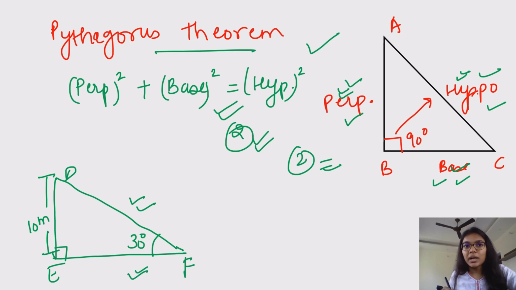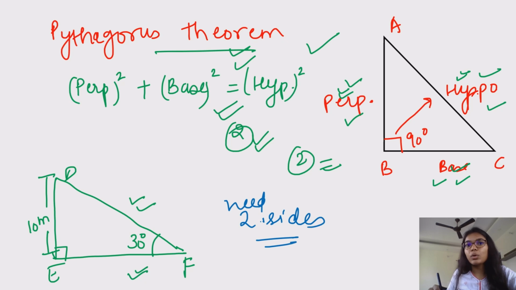How are we going to do that? Can we do this with the help of Pythagoras theorem? No, we cannot. Why? Because for Pythagoras theorem we need two sides, but we only have one. So, for this purpose, we use trigonometric ratios. Okay, so now we can understand what trigonometric ratios are.